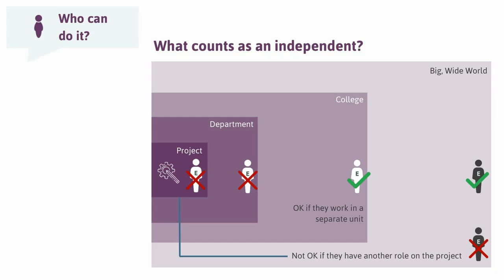So here in this graphic, you can see someone already employed on the project, say a co-PI, could not serve as your external evaluator. Someone within the department still can't serve as your external evaluator because they're just not separate enough. But someone in a different college or in a completely different unit or out there in the big wide world, not at your institution at all, can serve as your external evaluator.